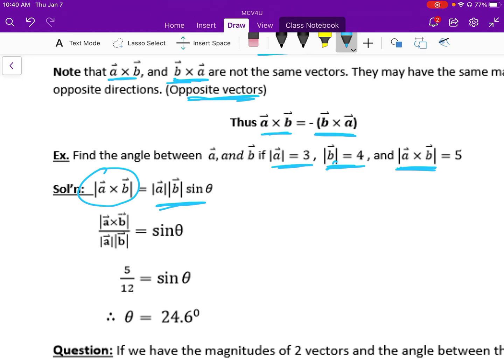All right. So this would be the only case where, if you're looking for an angle and you're given the cross product, whether it's the actual vector components itself or the magnitude of the cross product, you would use sine theta as opposed to cos theta with the dot product. Okay.